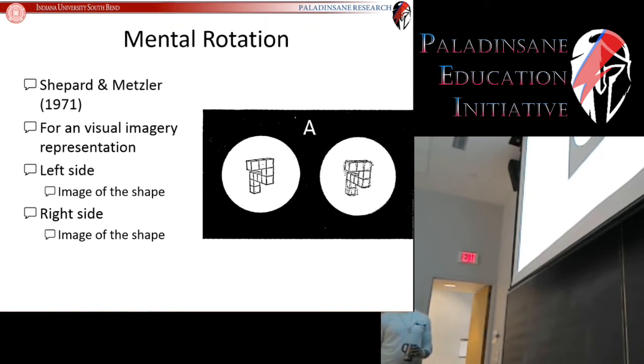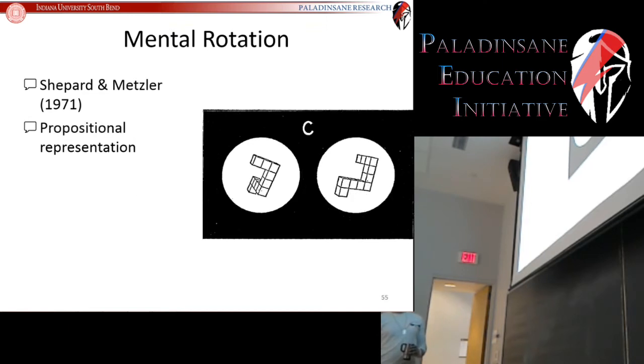And because this is an imagery representation, that rotation is going to take time. It's going to preserve the structure that we see in the real world, that actual physical reality that it takes time to rotate things. If your visual imagery has the same structure, it'll take time to rotate things. So in this case, the further they're rotated, the longer it's going to take you to make that determination of yes, they're the same, regardless of whether they're rotated in depth or in the plane.